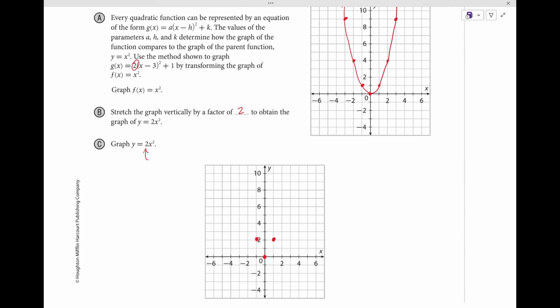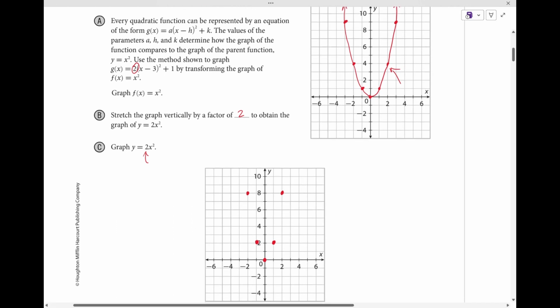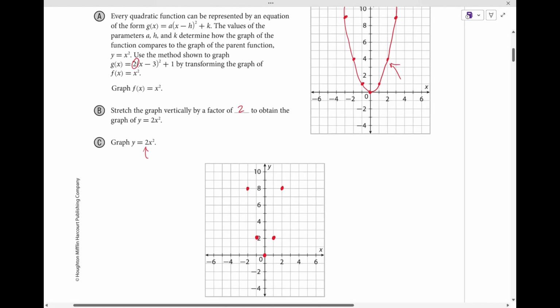Same thing with -1. Instead of the point 2, 4, I'm going to double my y value, so I should have the point 2, 8, also -2, 8. And the point 3, 9, I should double the y value, so 3, 18. And -3, 18, that's going to go off the page, so I'm not going to worry about that actually. So I'll just graph this.